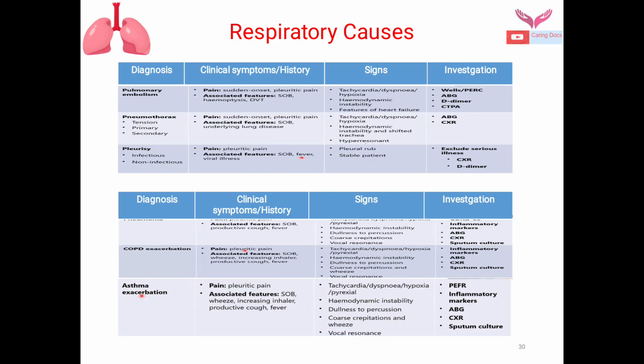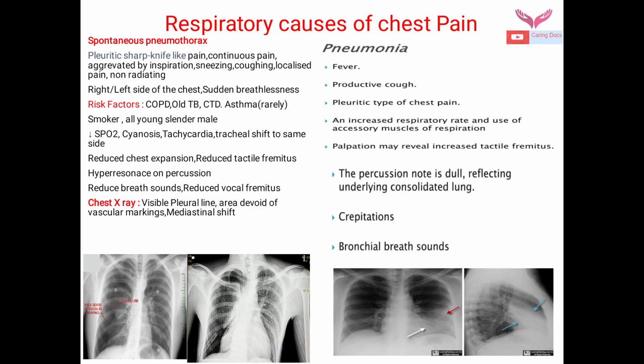The respiratory causes of chest pain are pulmonary embolism, pneumothorax, pleurisy, COPD exacerbation, asthma exacerbation. How do they present? I have mentioned in these slides. Spontaneous pneumothorax will present as pleuritic, sharp knife-like pain, continuous pain, aggravated by inspiration, sneezing, coughing. The risk factors may be COPD, old TB, connective tissue disorders. Chest X-ray will show features of pneumothorax, visible pleural line, area devoid of vascular markings, mediastinal shift.